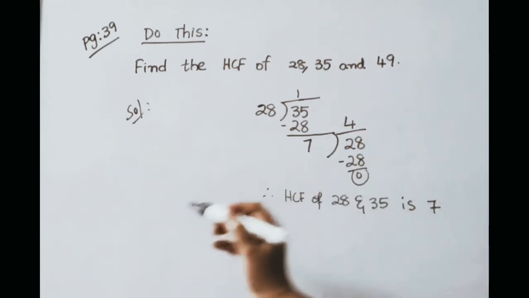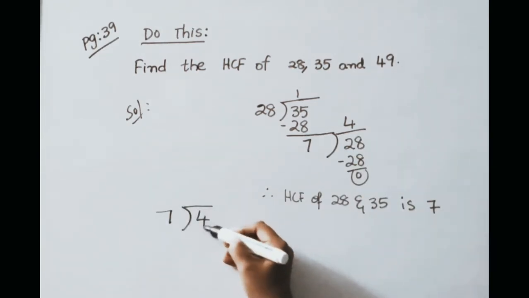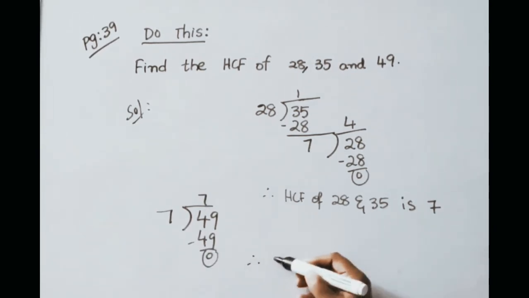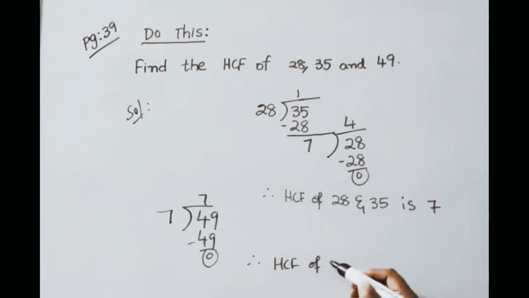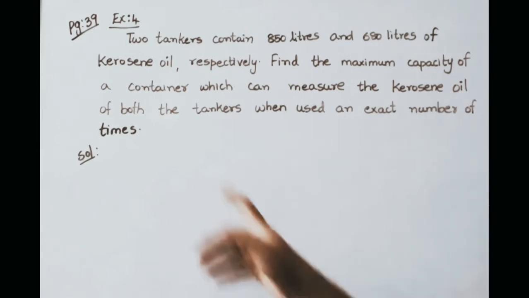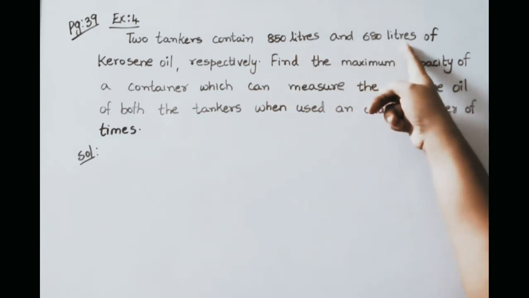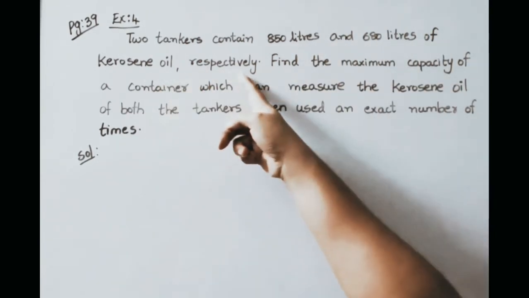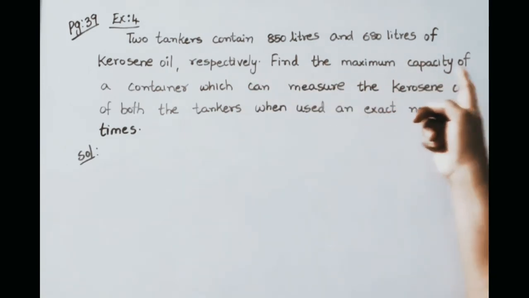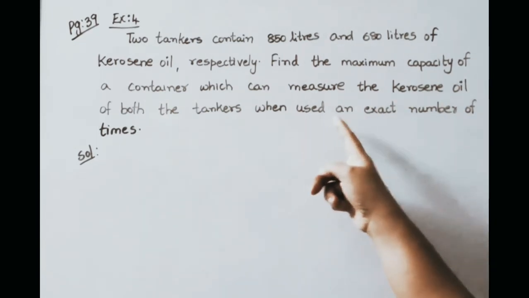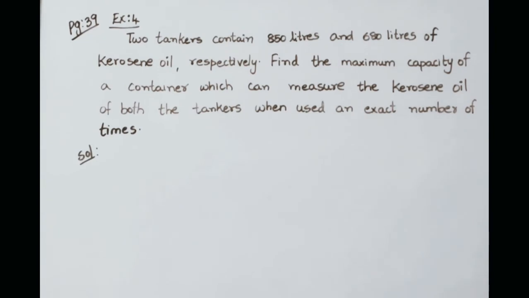With this 7, divide the third number 49. 7 sevens are 49. We get a remainder 0. Therefore, the final answer, HCF of 28, 35 and 49 is 7. See now page number 39, example 4. Two tankers contain 850 liters and 680 liters of kerosene oil respectively. Find the maximum capacity of a container which can measure the kerosene oil of both the tankers when used an exact number of times. Let us see the solution.